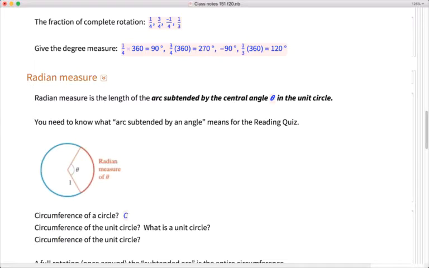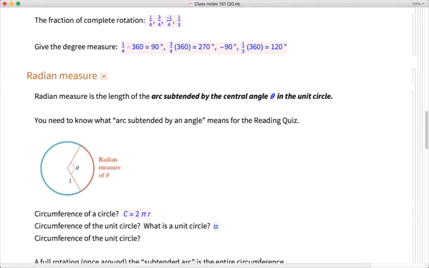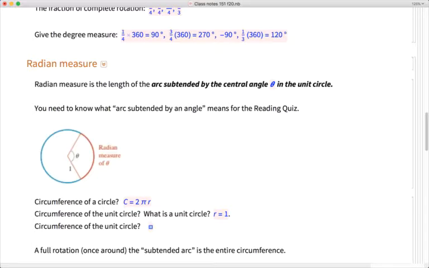One of the things you need to remember here is the circumference of a circle. Just remember that's 2 pi r. And so we want the circumference for the unit circle. Just to make it clear, when we say a unit circle, what we mean is that its radius is 1. So the circumference of the unit circle is 2 pi times 1, that is 2 pi.